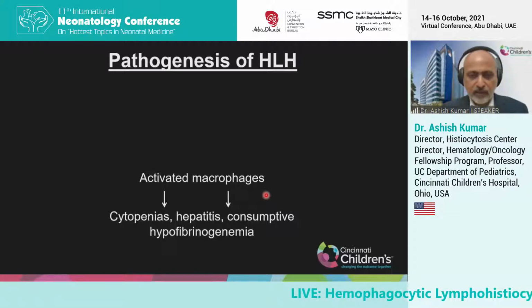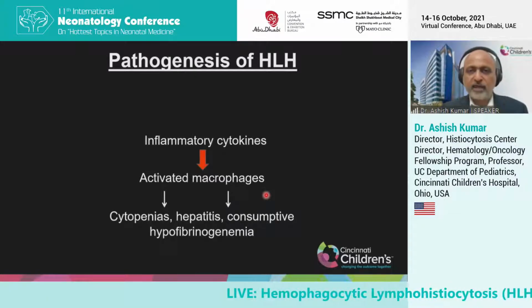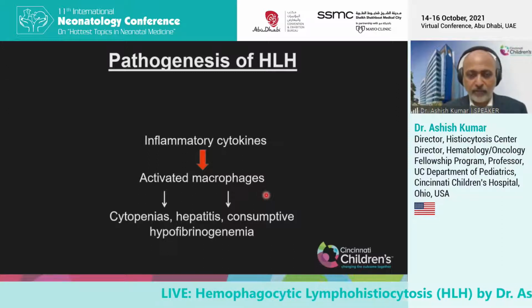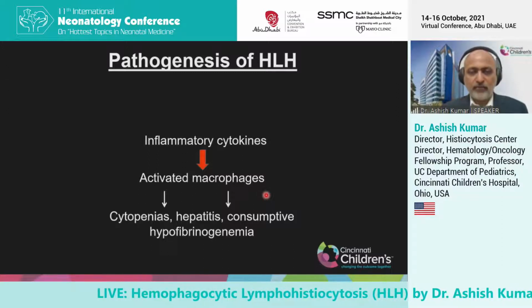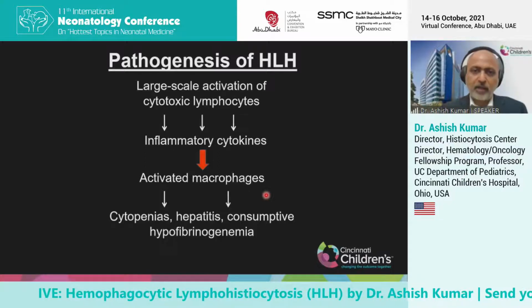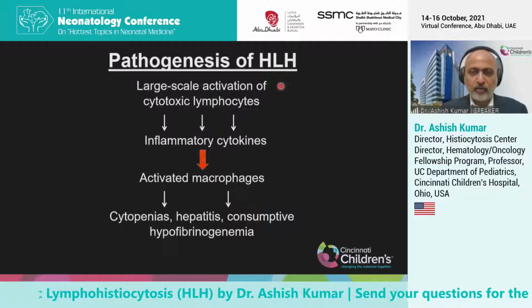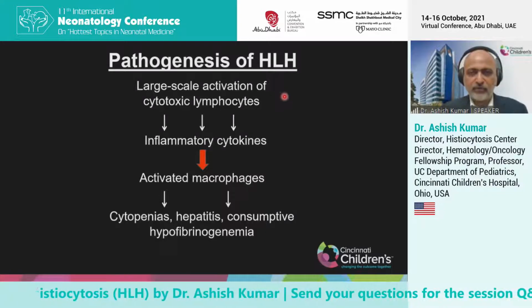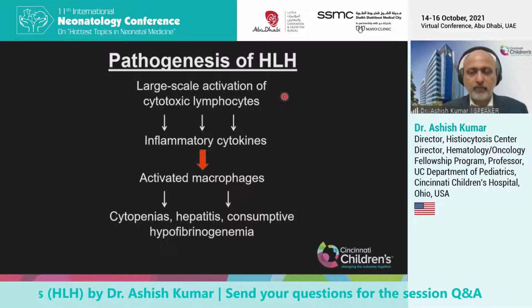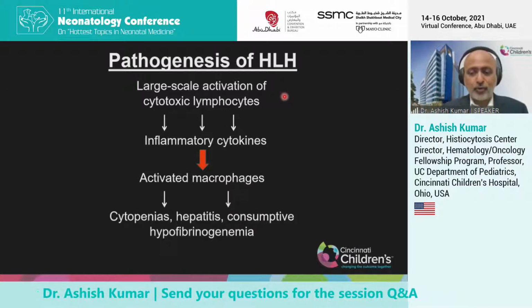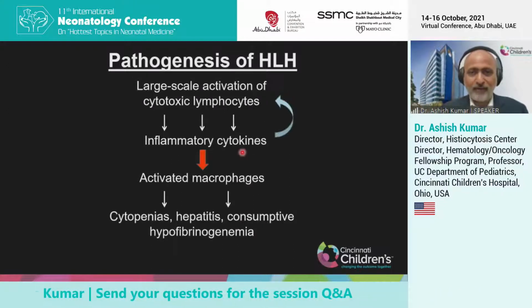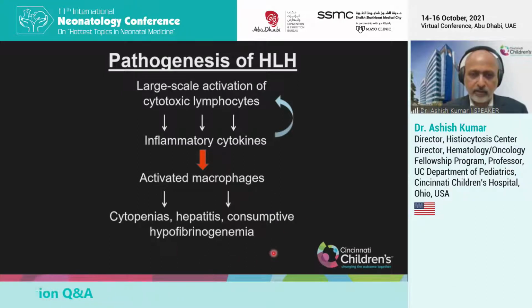Why are the macrophages active? Because there are inflammatory cytokines that are activating the macrophages. Where do these inflammatory cytokines come from? They come from activated lymphocytes. So this is the main problem. You have extensive activation of lymphocytes. These lymphocytes release cytokines. Those cytokines do two things. They activate lymphocytes again, so there is this vicious loop. And then they also activate macrophages, and then these activated macrophages cause these symptoms.